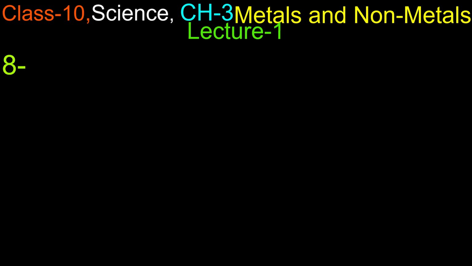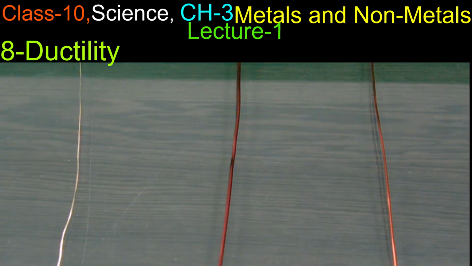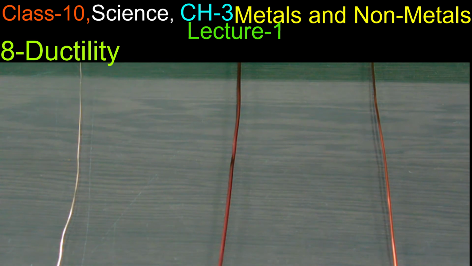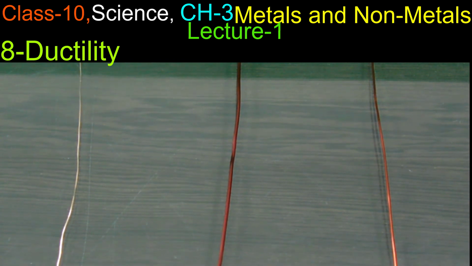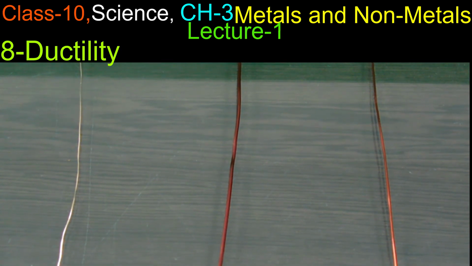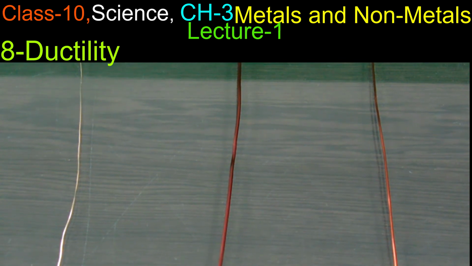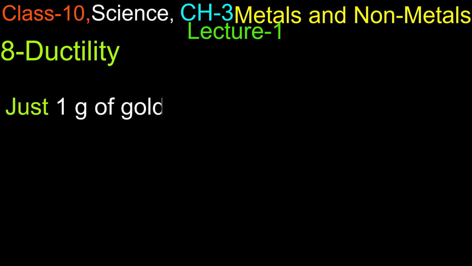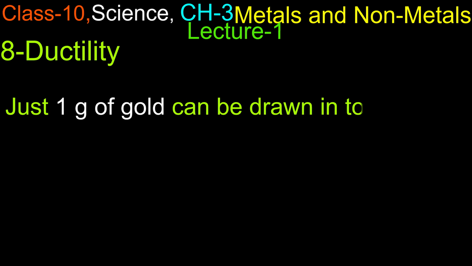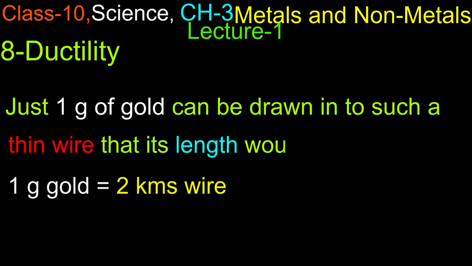Next physical property is ductility. Metals can be drawn into wires. The property that makes it possible to draw a material into a wire is termed ductility. More ductile metal can be drawn into thinner wires. Just 1 gram of gold can be drawn into such a thin wire that its length would become 2 kilometers.